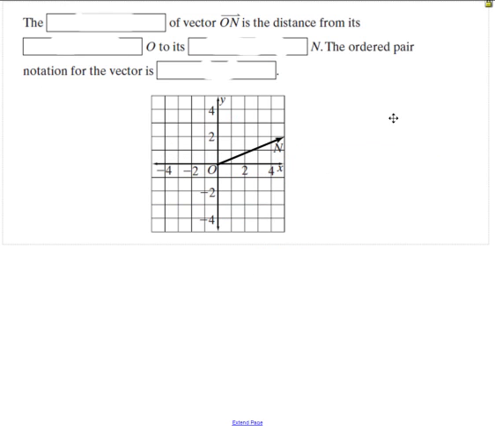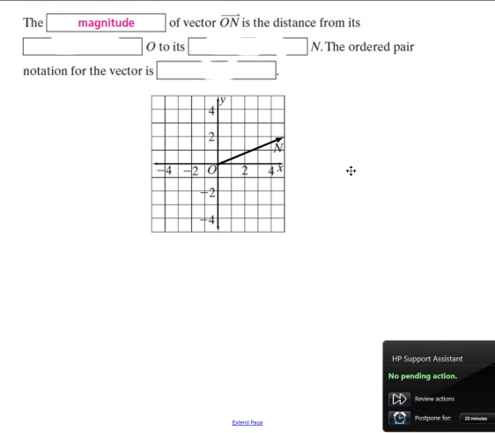So when we look at these vectors, the magnitude of vector ON is just its length, right? So that's the distance from O to N. So the initial point is O, the terminal point is N, like we talked about before, and so the ordered pair for this would be, well, we can look 1, 2, 3, 4, 5, 2. So we would call that ⟨5, 2⟩. But again, this vector, to describe its length and its direction, we use ⟨5, 2⟩.